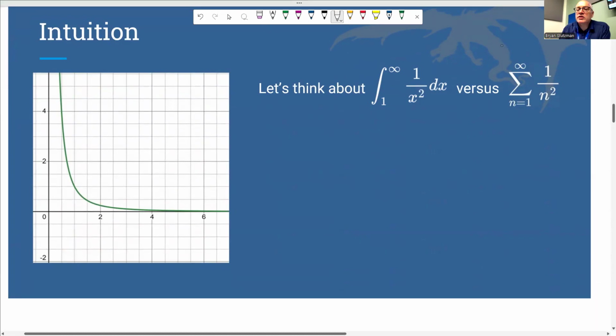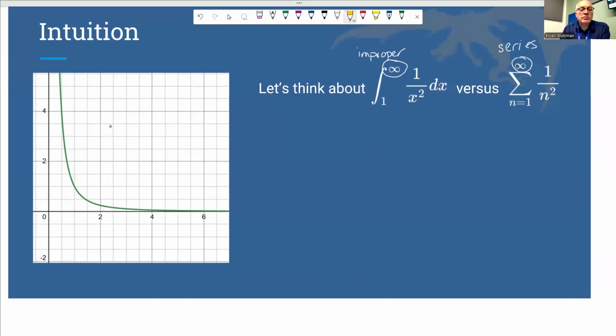This is the infinite series because we're going to count up an infinite number of terms, and this is an improper integral because one of the limits of integration is infinite. So this is the function 1 over x squared.